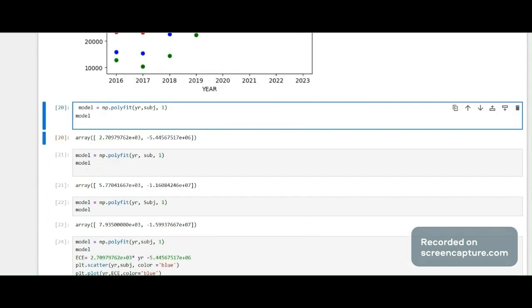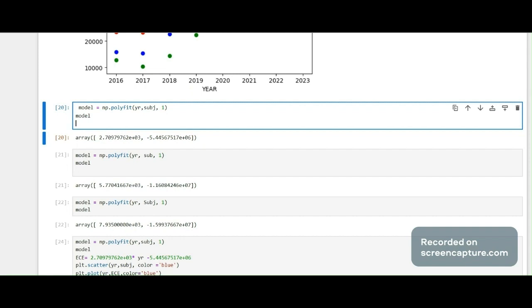Here, first let's consider the data points belonging to ECE. The slope and y-intercept of the data are obtained by using the NumPy library. Here, model equals np.polyfit(yr, subg, 1), where yr is the variable of years, whereas subg indicates the ECE branch. By using np.polyfit, we get the slope and intercept of the line for the ECE dataset.